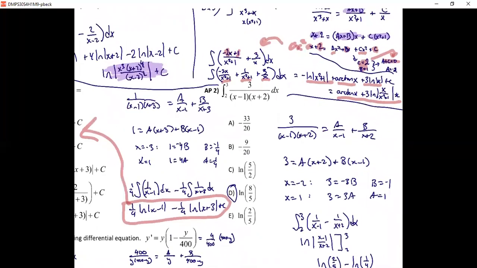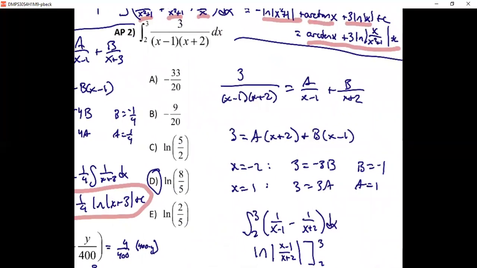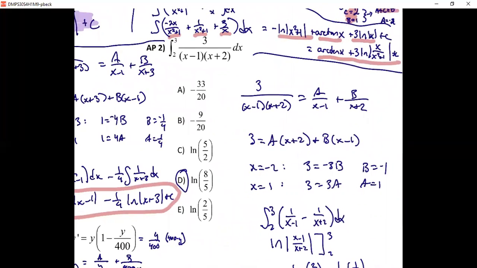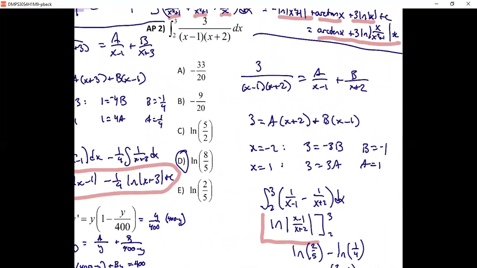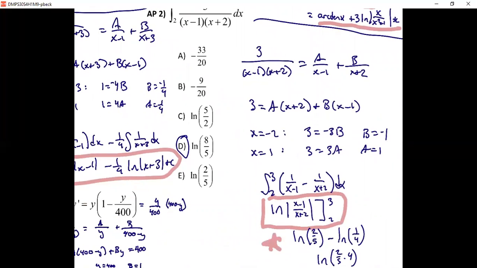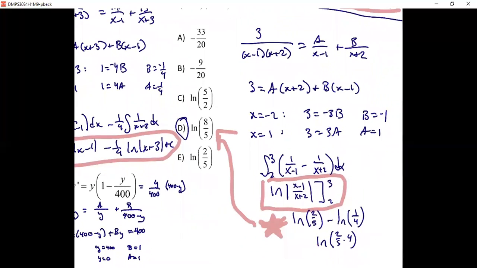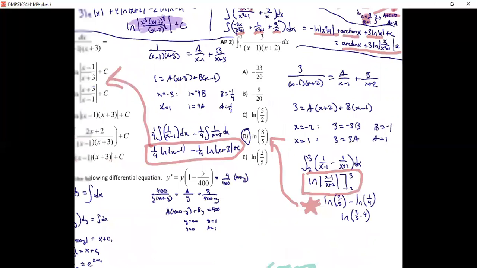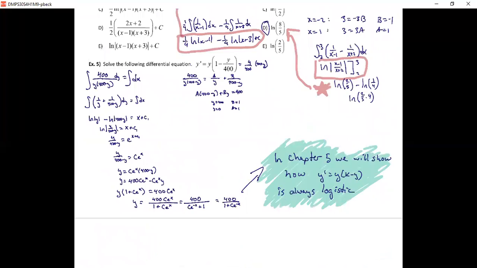Now for problem number 2 here, this problem involved a definite integral. So once I got to the natural log of this, plugging in 3 and 2, this means that yes, we are going to have to understand properties of logarithms for us to be able to come up with our correct answer.